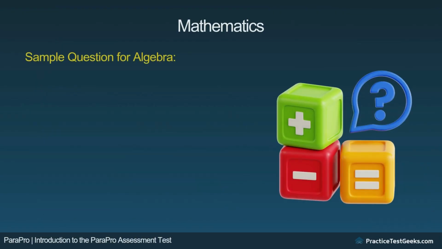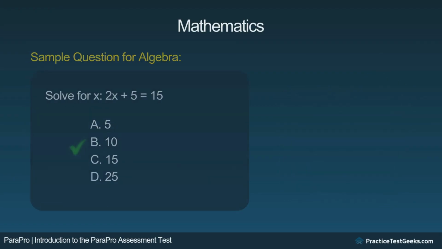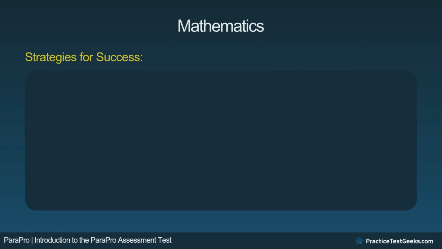Sample question for algebra. Solve for x. 2x plus 5 equals 15. A. 5. B. 10. C. 15. D. 25. The correct answer is B. 10. Strategies for success.